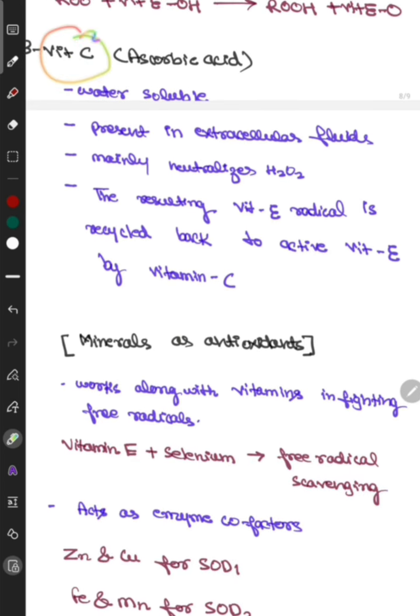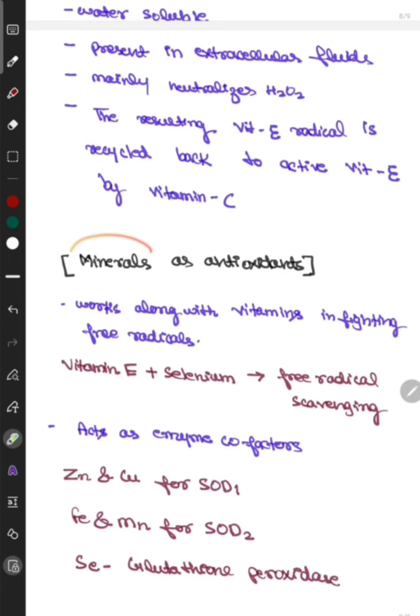Third one is vitamin C, also known as ascorbic acid. It is a water soluble vitamin present in extracellular fluids, mainly neutralizes peroxide, and the main function of vitamin C is that the vitamin E radical is recycled back to the active vitamin E by vitamin C.